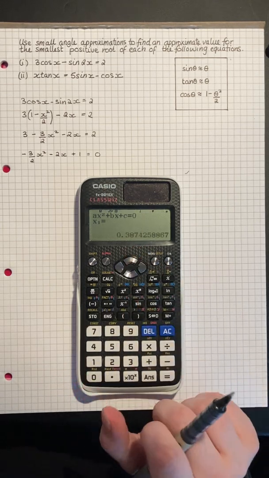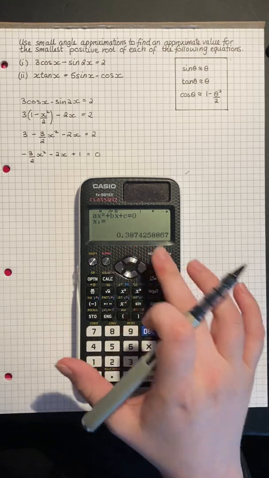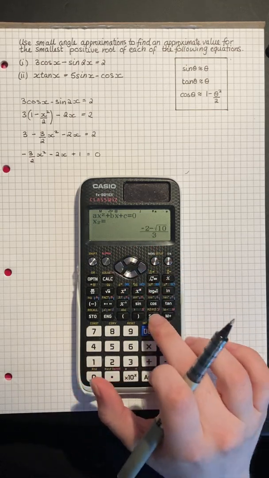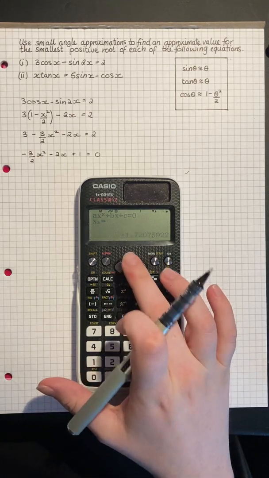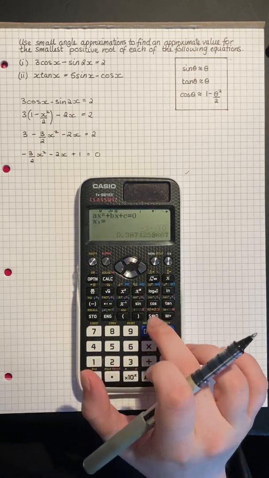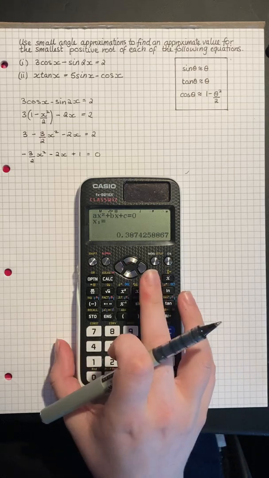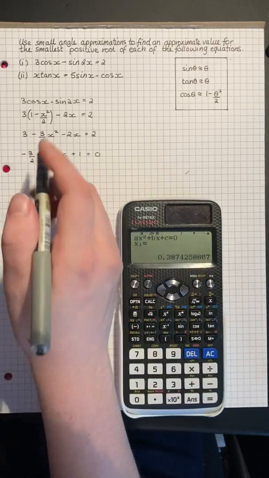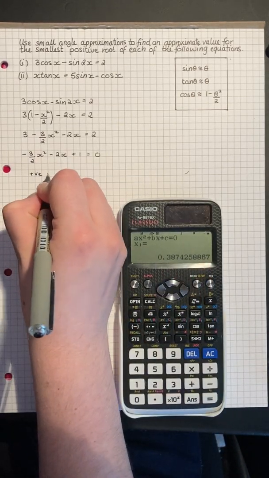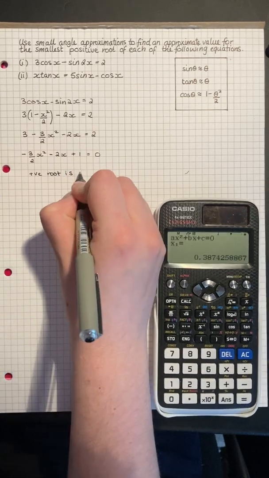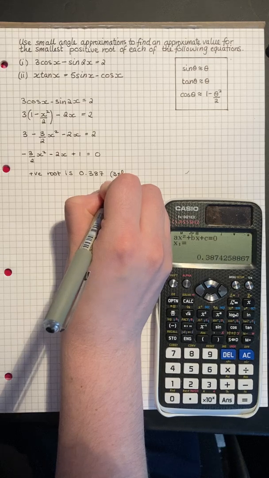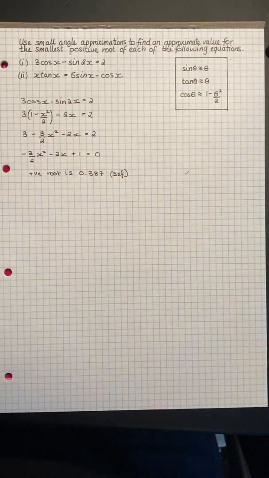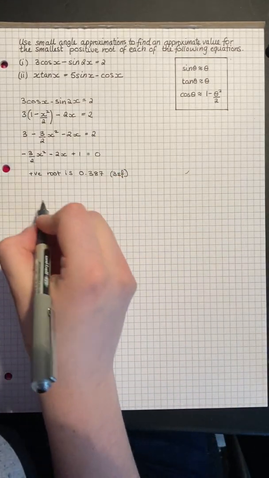So that's 0.387 and the second solution negative 1.7. Now it says smallest positive root, so I want that first solution, which is 0.387 to 3 significant figures. Okay, now let's have a look at the second one.